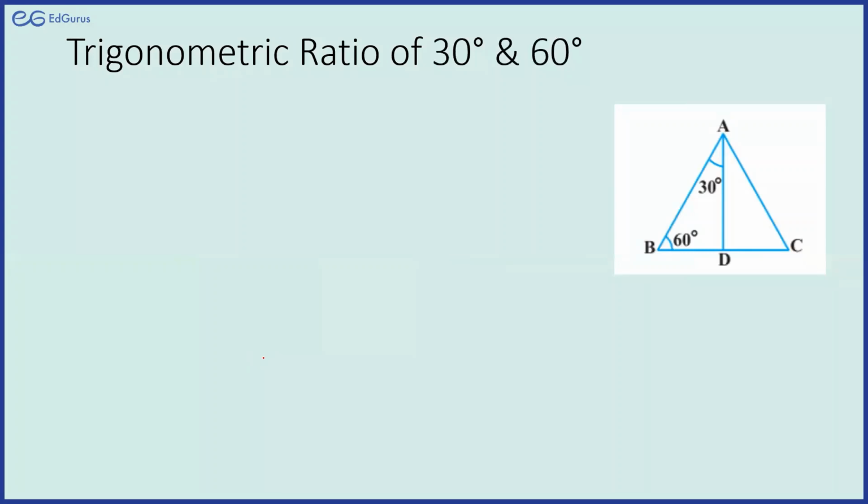Trigonometric ratio of 30 degree and 60 degree. Now, suppose you have an equilateral triangle. AB, AC, BC are equal sides. So these three sides are equal: AB is equal to BC is equal to AC. You have an equilateral triangle. So that means all the angles, angle B is equal to angle C is equal to angle A is equal to 60 degree. तीनों angles 60-60 के हैं, right?